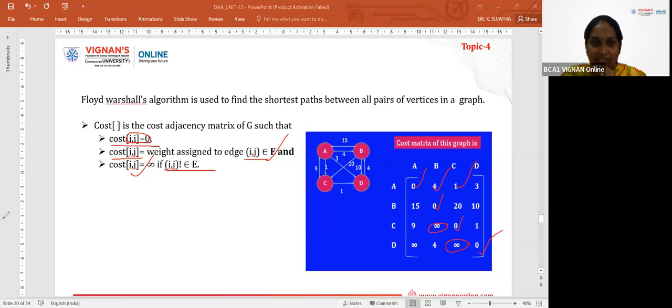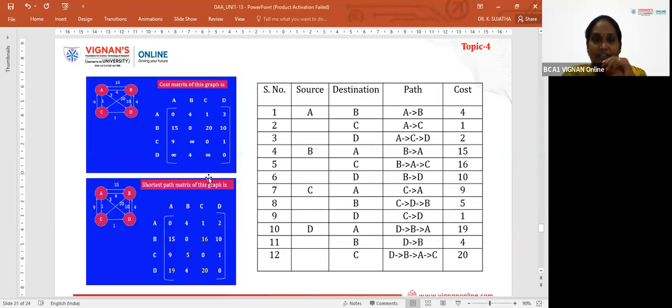So like that, first I need to find the cost matrix. After finding the cost matrix, I need to find the shortest path matrix. Here this is the cost matrix. This is the shortest path matrix. Here you will not see the infinite. The infinite is replaced, but some other values are also replaced. The entries which are present in this shortest path matrix are represented here itself.